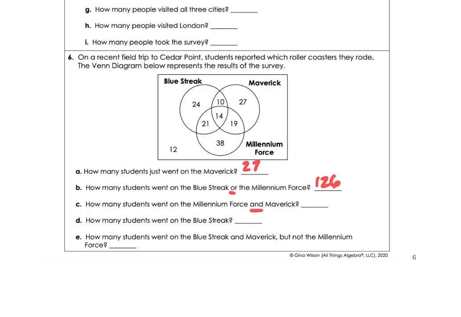This one used the word "or." Part C uses the word "and." How many students went on the Millennium Force and the Maverick? Okay, 33. We're going to add 19 and 14 together. You might say, well, they also did the Blue Streak, and that's okay. It doesn't say anything about the Blue Streak, but we know these 14 people did both, and so did these 19 people. We can't include any others because the rest of them only did one or the other, not necessarily both.